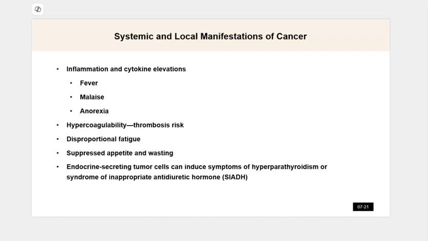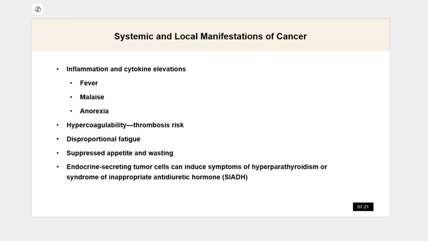Fatigue is often also common because of the inflammation, and it's often disproportional to what it could be. Like, it doesn't make sense why someone is so fatigued. That can be very common. Poor appetite and wasting can occur in advanced cancer. Endocrine-related syndrome can result from tumors that are ectopic sources of hormones or hormone-like substances, right?